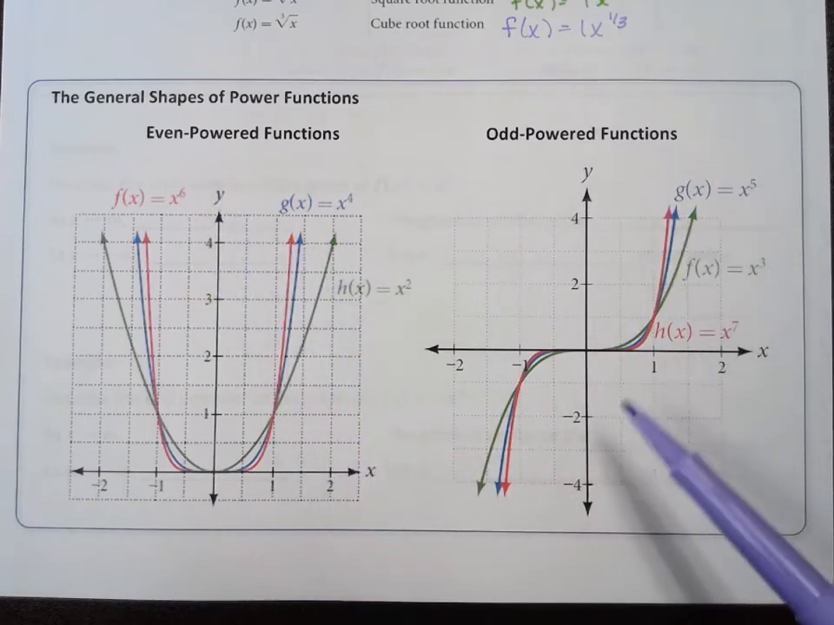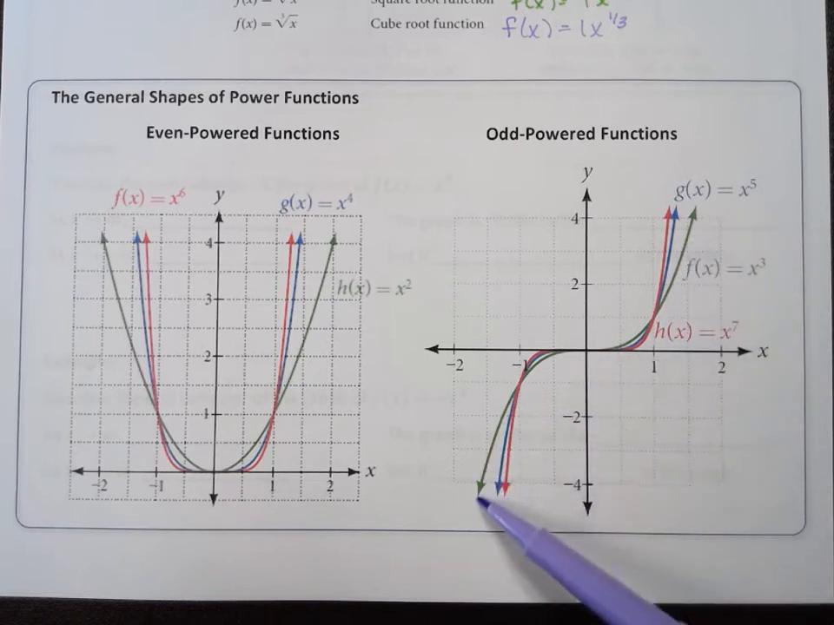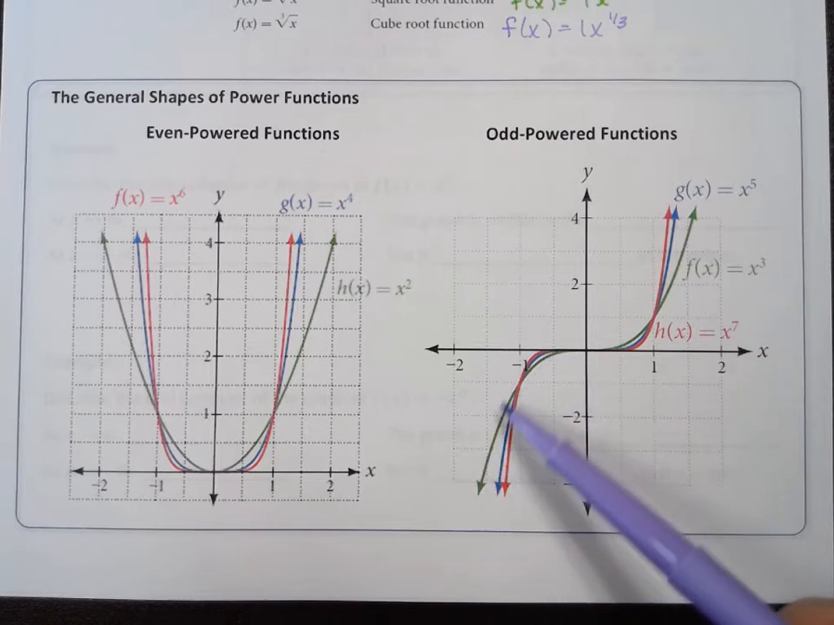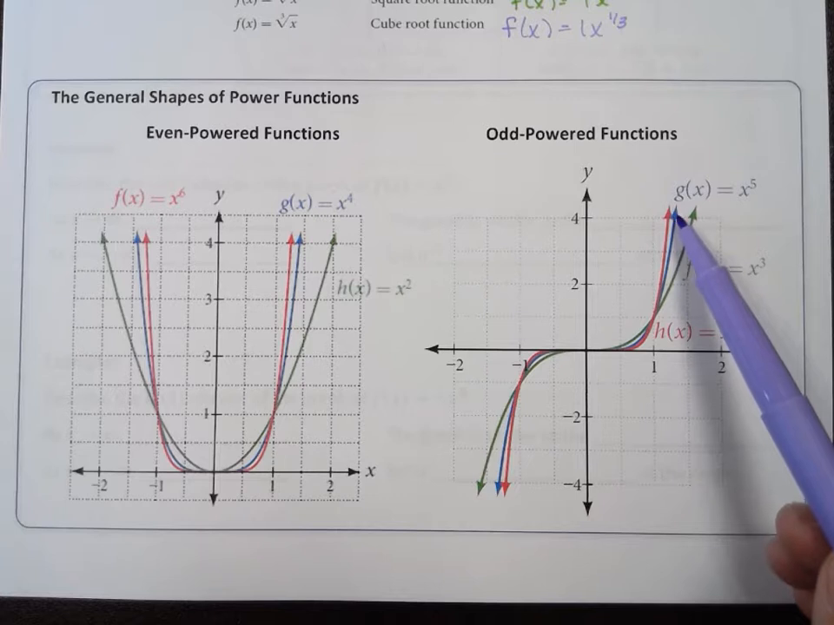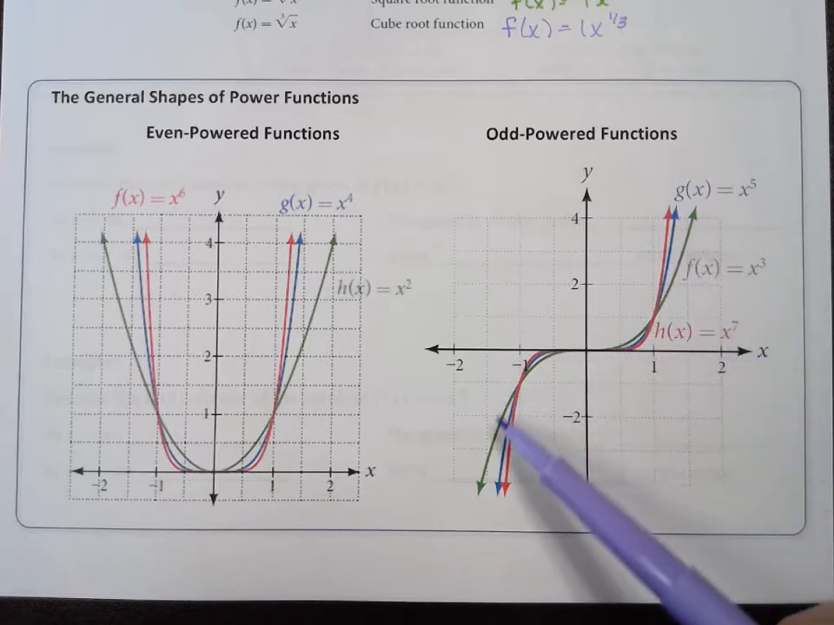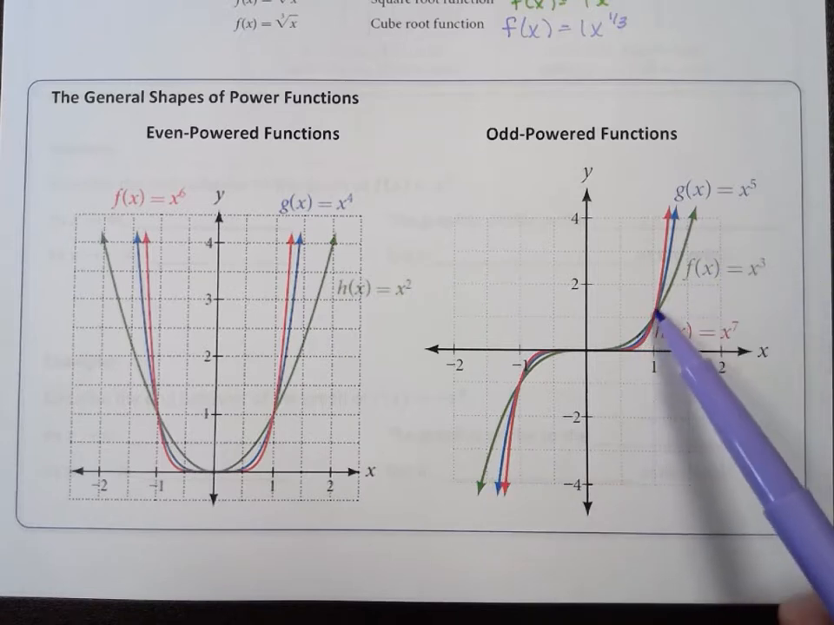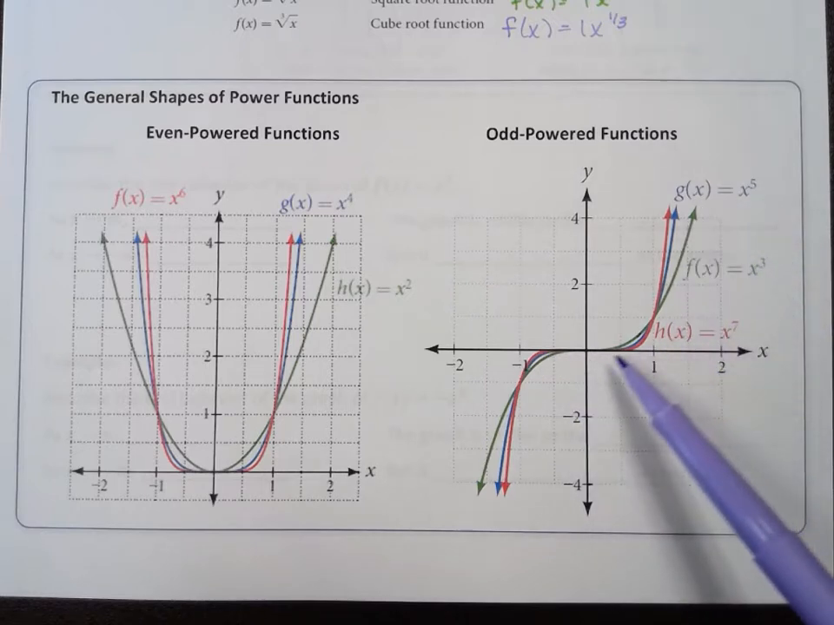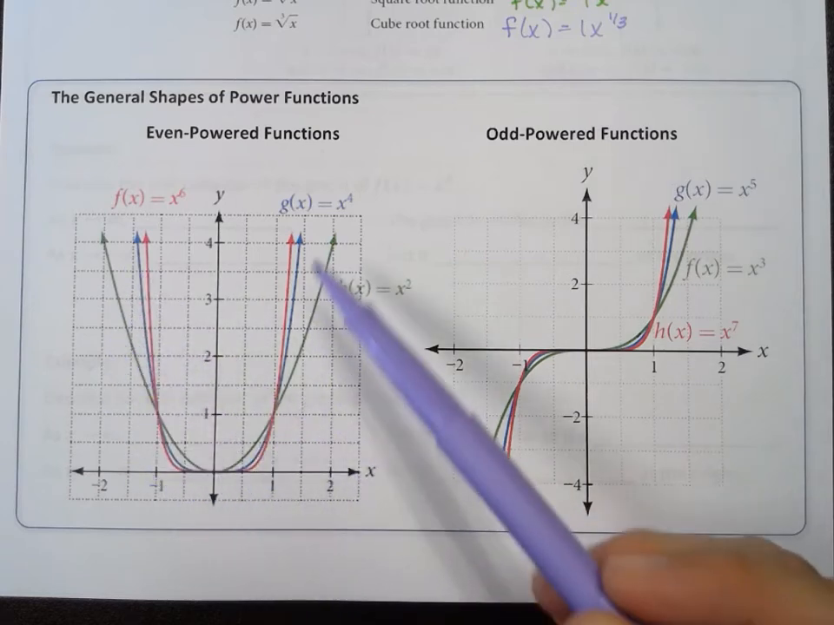Odd powered functions work the same way, except they're based on that cubic function. Remember that one? It makes an S shape and goes through the origin. Well, whenever you raise the 3rd power to the 5th power, do you see how it gets a little steeper here and a little bit flatter here? Same thing happens on this side. And whenever you raise it to the 7th power, it gets even steeper and even more flat. So odd powered functions are S-shaped, and even powered functions are parabolic.